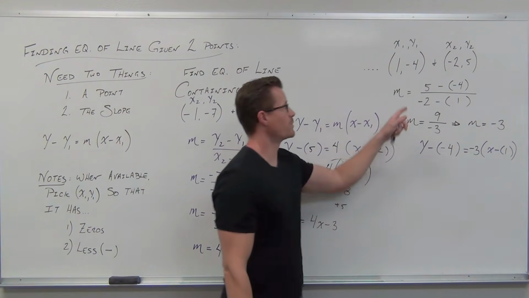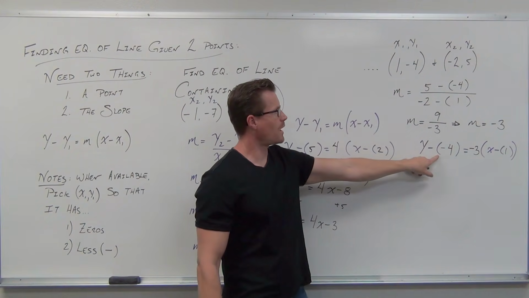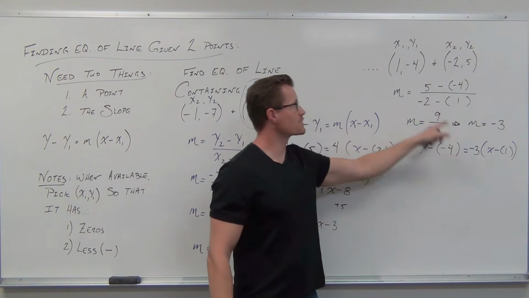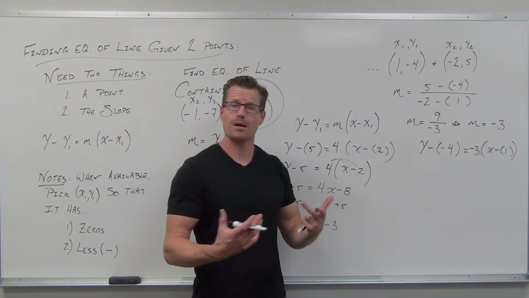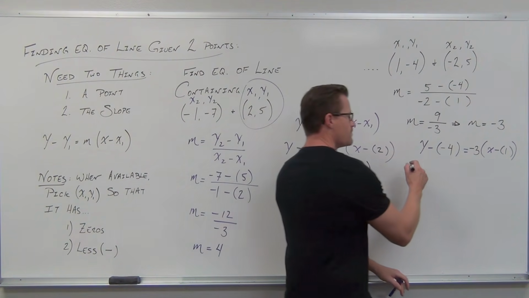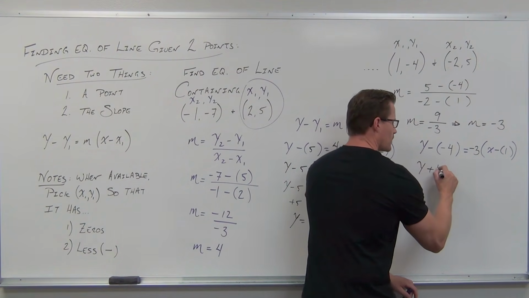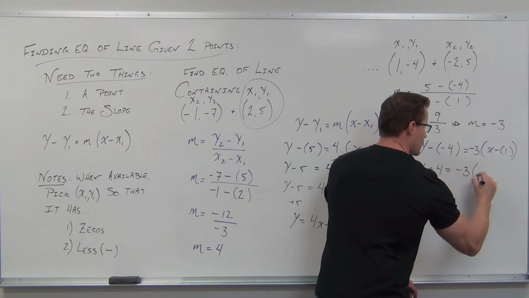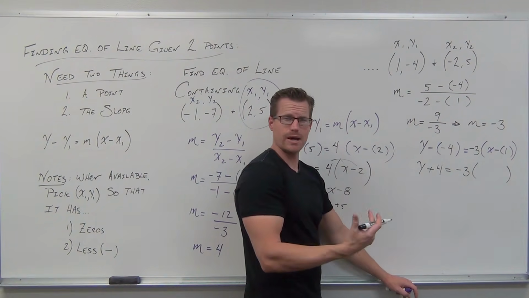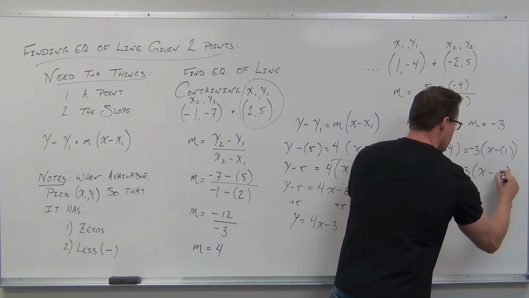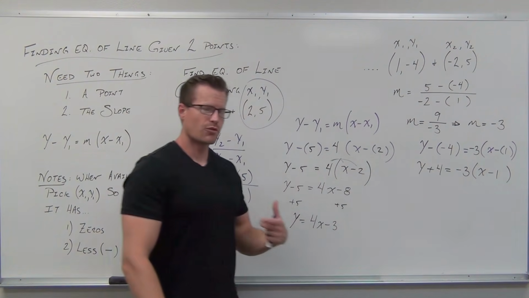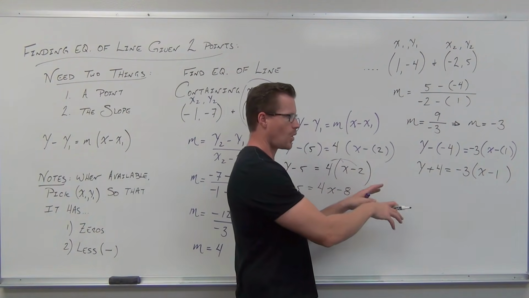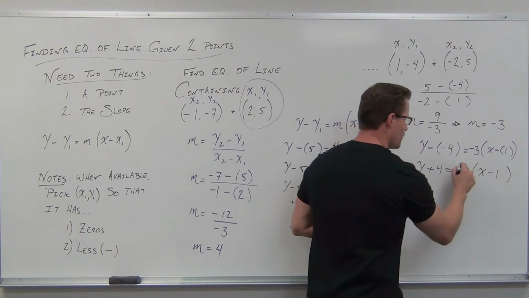We just have to make sure we put our y coordinate next to our y, our slope where our slope goes, our x coordinate next to our x, and not make mistakes on signs. Y minus negative 4. Well, that's y plus 4. On the right-hand side, x minus 1, no big deal. Let's be real careful. We'll distribute this because we're trying to solve for y.